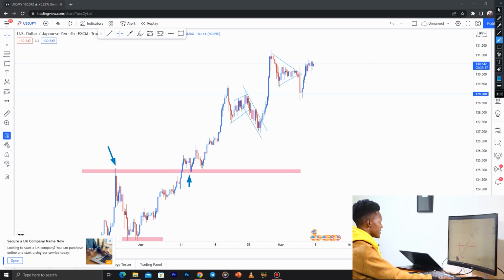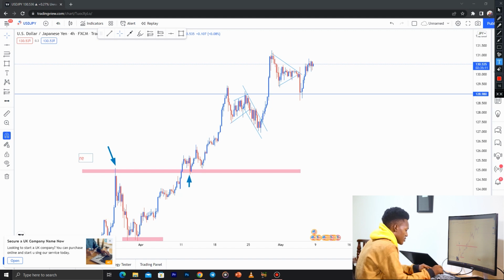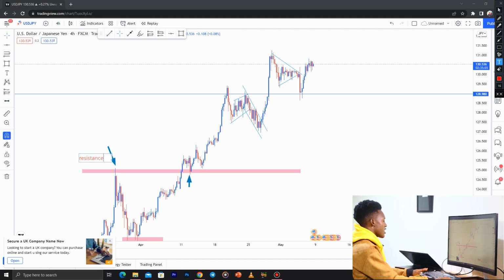So at this point, it was a resistance level, because the market reached there and then had to bounce off. That being a resistance, on this point here the resistance is being broken, and this time around it is becoming the support. So that's the first thing that we are looking at. We can go ahead and mark out some of those levels.